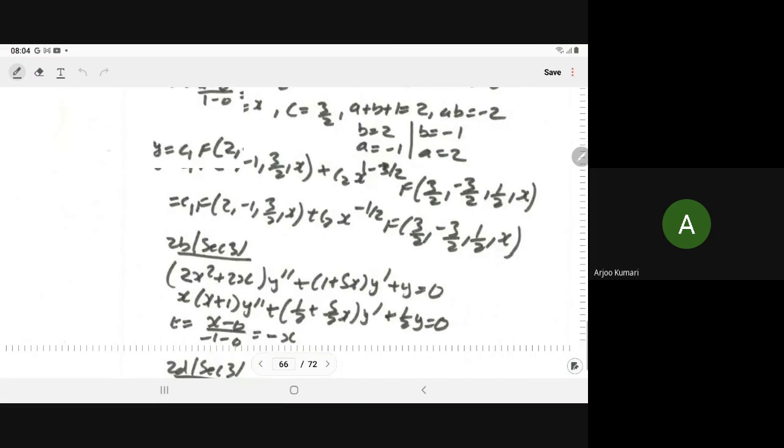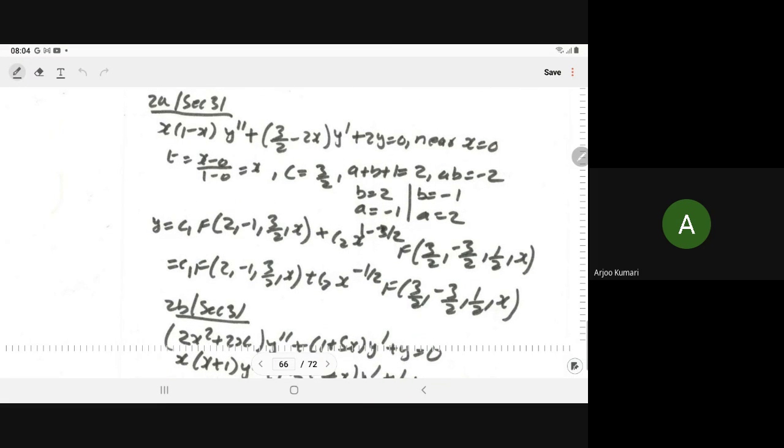We have some questions for your practice. Let's have this question: x into 1 minus x y double dash plus 3 by 2 minus 2x y dash plus 2y is equal to 0 near x is equal to 0. So they have already specified at what point you have to determine the solution.